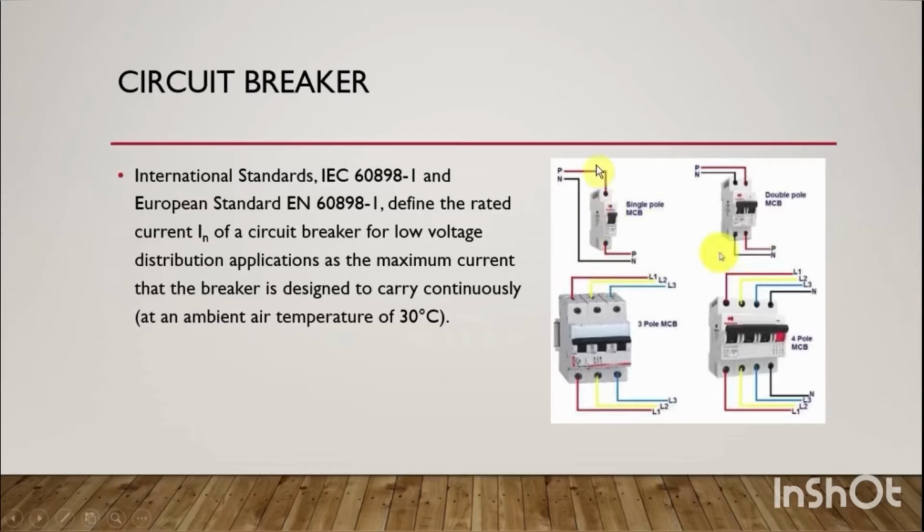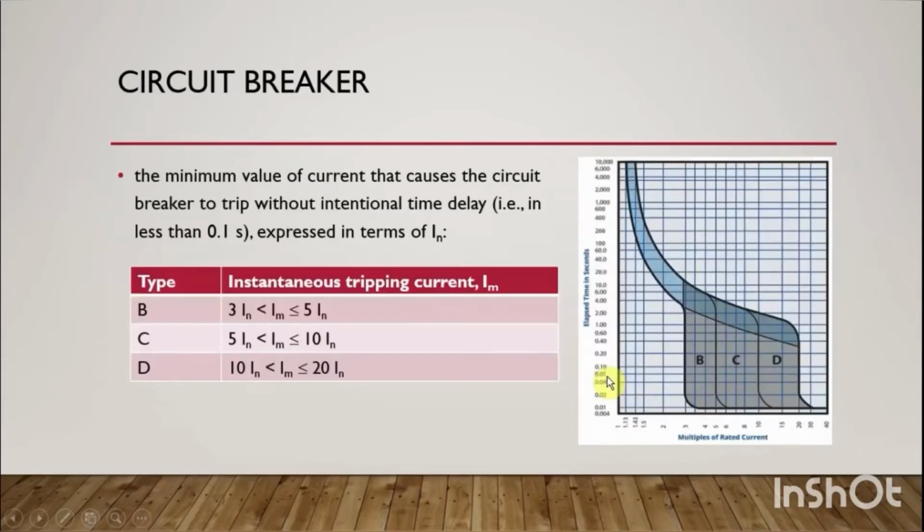So in this picture, we have a single pole MCB. The MCB is used to control the live conductors only. And for a double pole MCB, both the live conductor and the neutral conductor will be tripped. And this is a 3-pole MCB, and this one is a 4-pole MCB, which will also disconnect the neutral conductor.